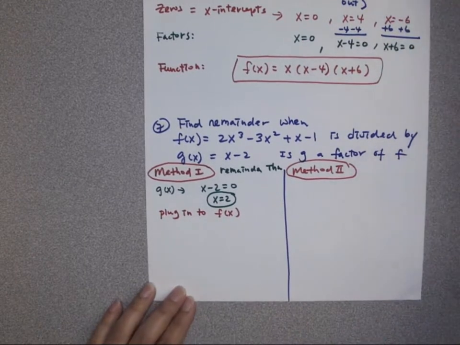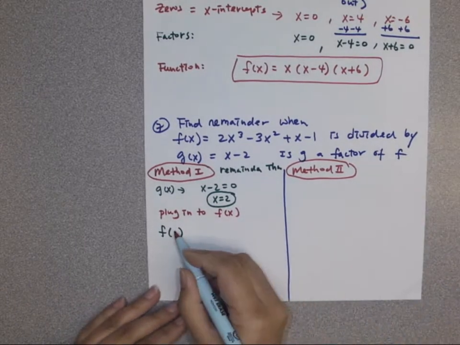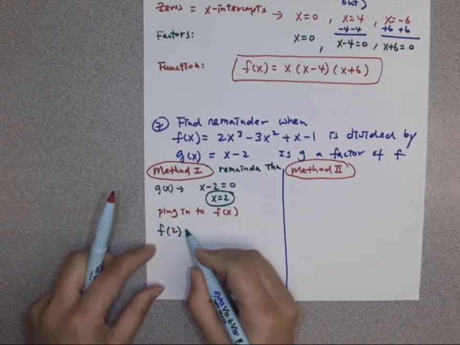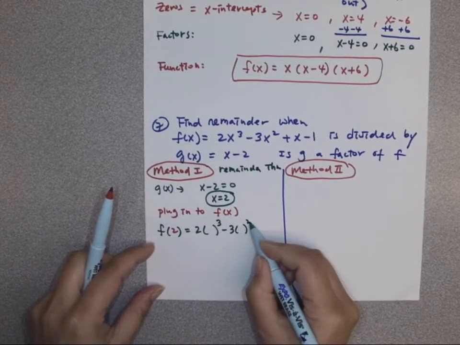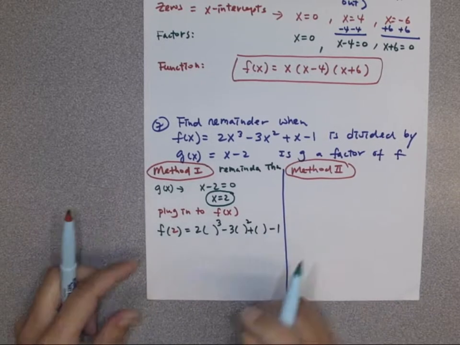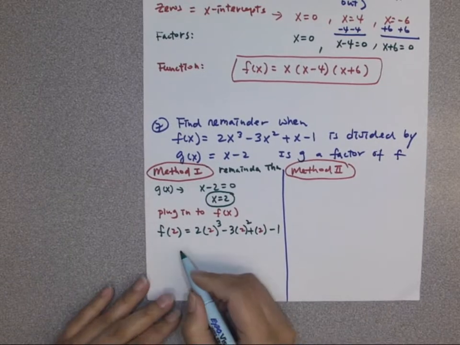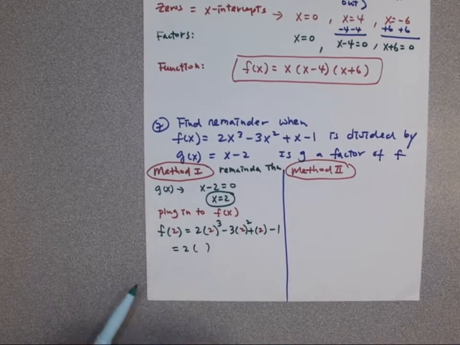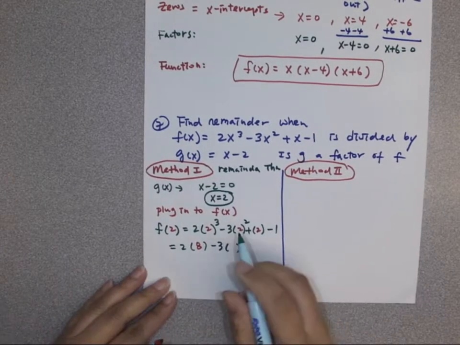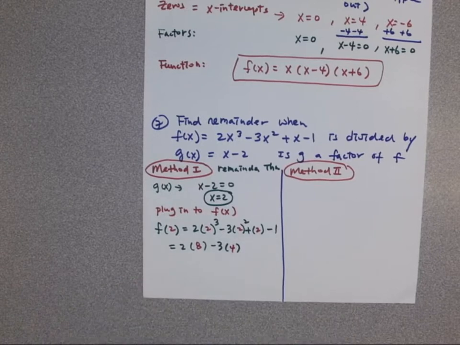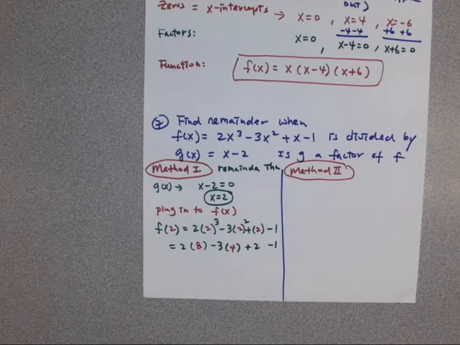So now we have f, this function, need to plug in 2 as my x. And then you got 2 times x cubed minus 3 times x squared plus x minus 1, right? And we need to plug in 2. We can multiply that out. 2 times 8 minus 3 times 4 plus the 2 minus 1, and then the next level would be multiplications.